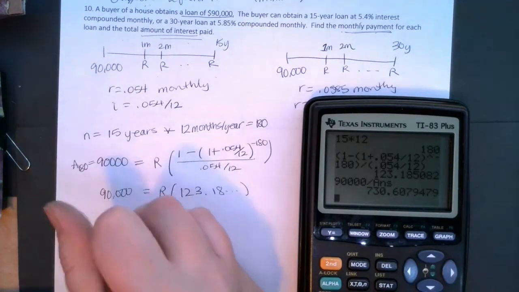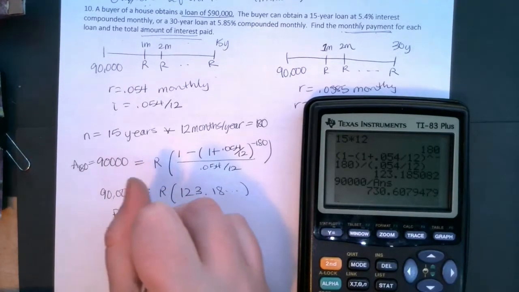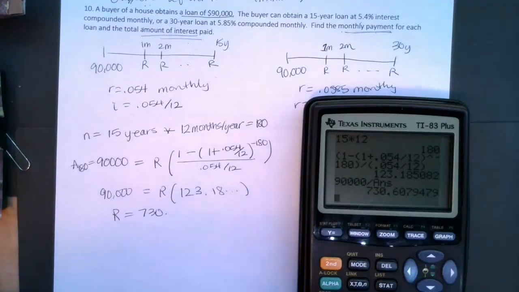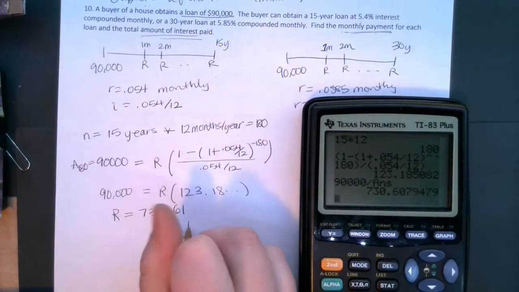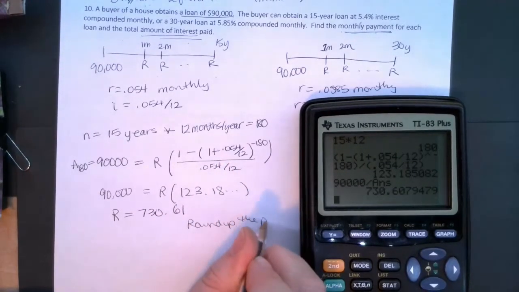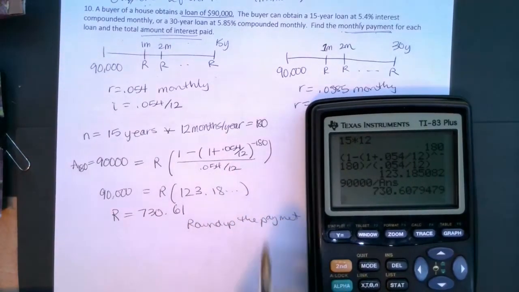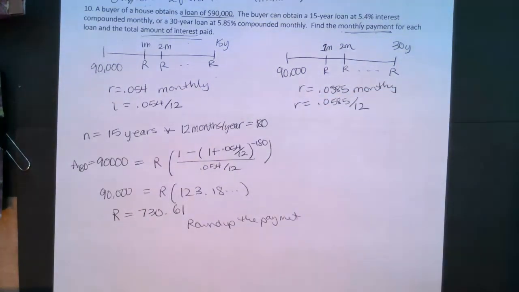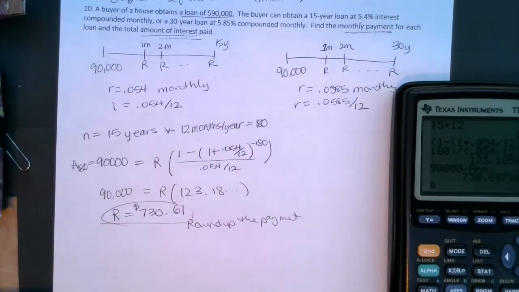Because again, I'm not going to round. So here my regular payment would be $730.61 because we round up the payments. Okay, we round up the payment. And now we're going to have to find the total amount of interest paid.